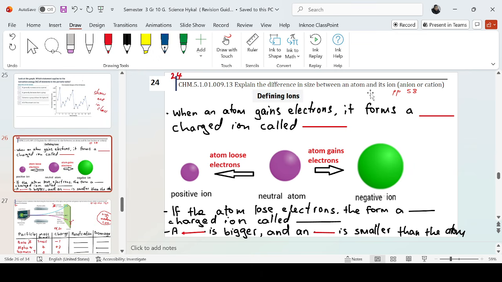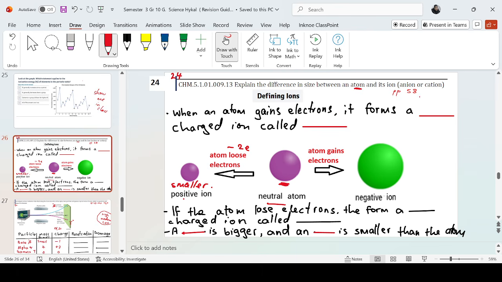Difference in size between atom, cation, and anion. Okay. Let's start with the atom. Remember, we were saying the atom has the same number of electrons and protons. It's neutral. If it loses, for example, 2 electrons, it forms a positive ion, which is smaller. You can see the positive ion is smaller.